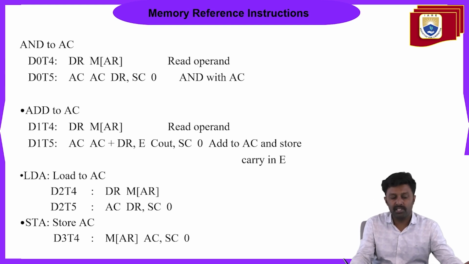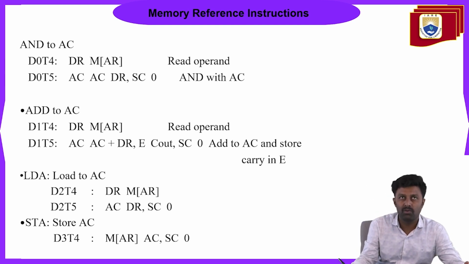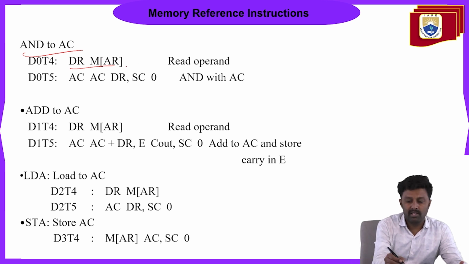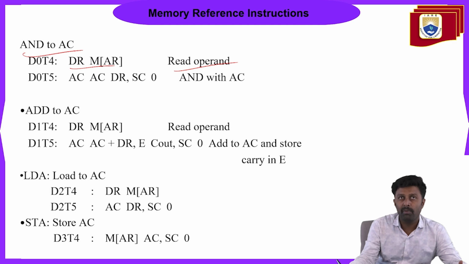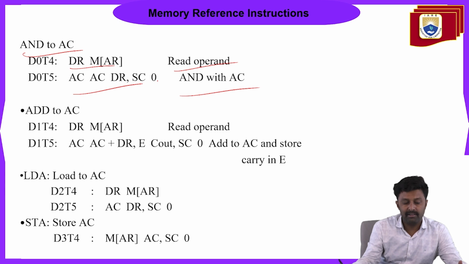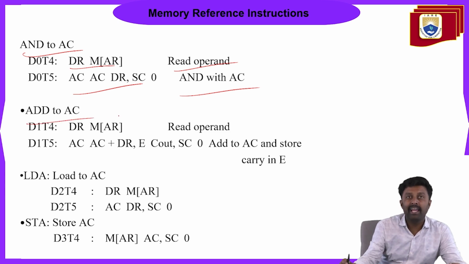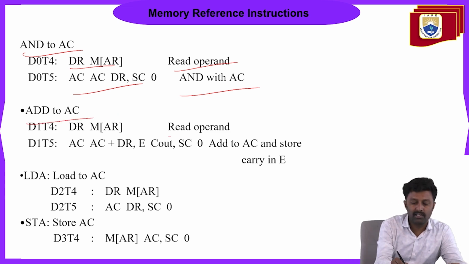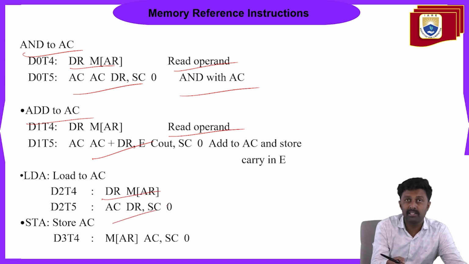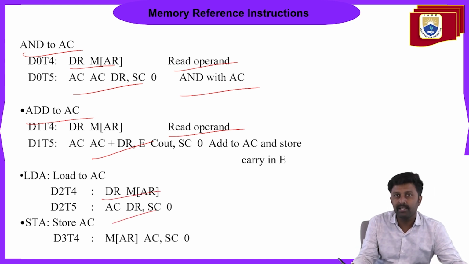So whatever operations we have seen, when you are writing assembly language code, we'll be writing like this. AND to accumulator: the value will be written like this, DR from M[AR]. So this will represent the read operand value. Then if you want to AND with the accumulator, it will be written like this, AND. Let us say you are adding to the accumulator: first the value will be read, then the content will be added. Then load accumulator, how will we write it? These are the standard mnemonics we have to write when writing a program in assembly language.